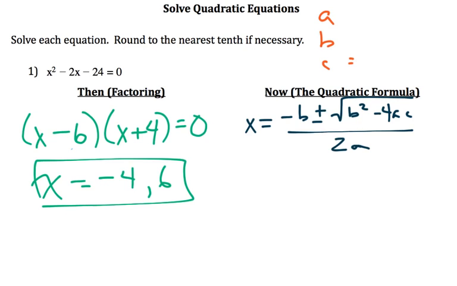This formula needs us to pull out what the values of A, B, and C are. And everything's always in standard form, so there's my A is 1. B is not 2, it is negative 2. And then C is not 24, it is negative 24. And that really matters as we're placing these values into the formula.